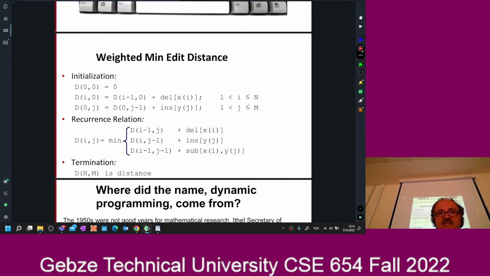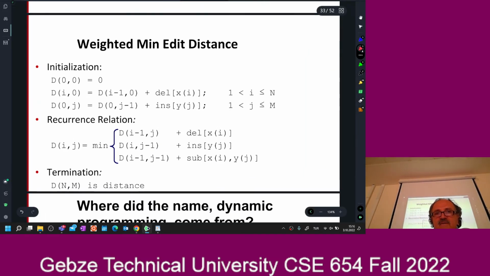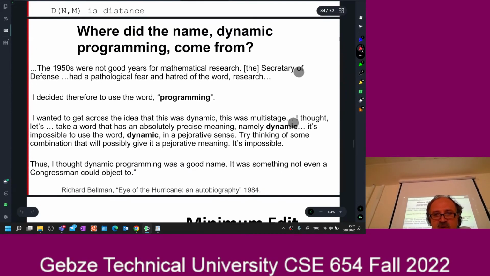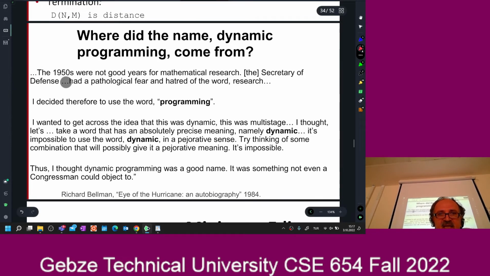Okay, good. So this is called weighted minimum edit distance. As I said before, this guy is 1950s, Bellman. I think he was from Princeton or something like that. They asked him, why did you call this dynamic programming? There is nothing dynamic in it. He said that in order to get funding from the government, he had to come up with a nice name. He just made it up, and people took it, so it is dynamic programming.